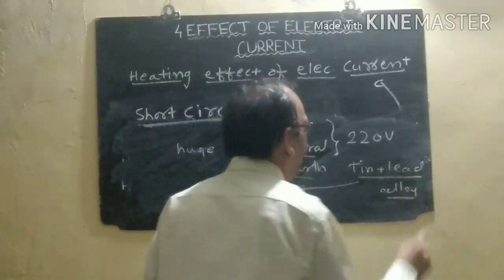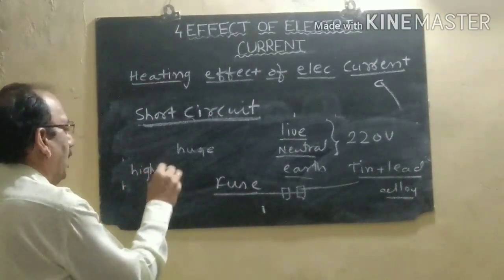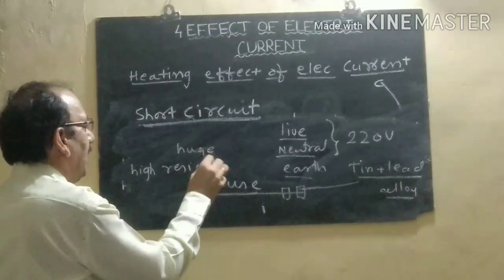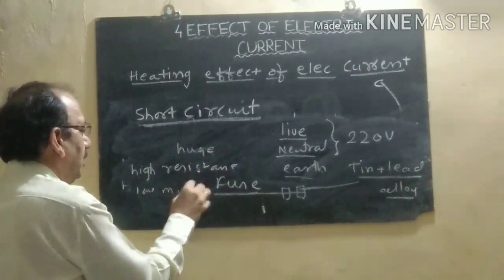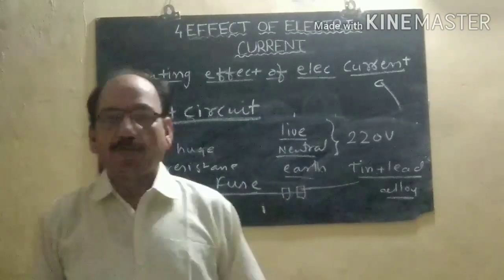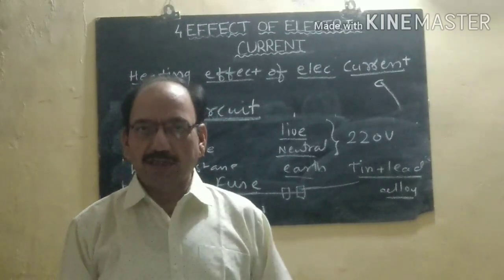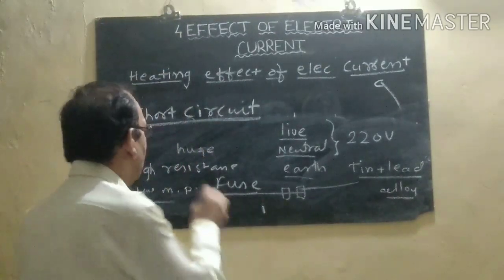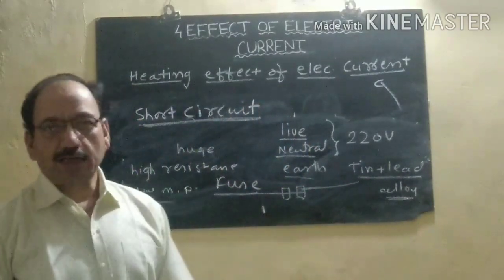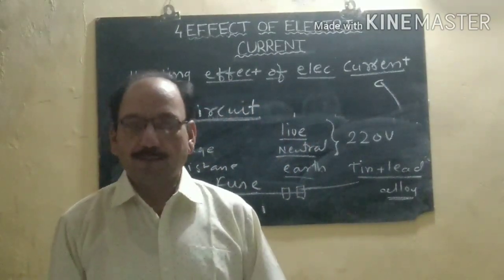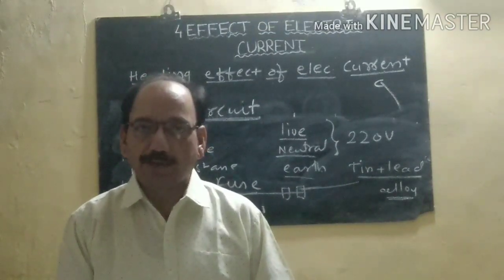These tin and lead have very high resistance, but they have very low melting point. When, for any reason, more electrical current passes through this electrical circuit, this fuse wire will melt, and the total electrical circuit will break down, and the valuable equipment fitted in our houses gets saved.